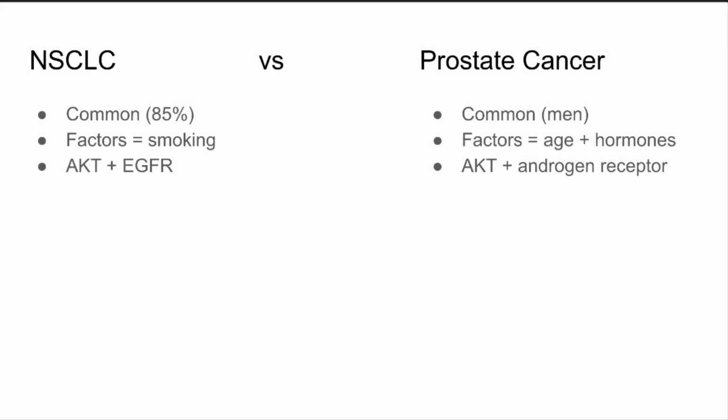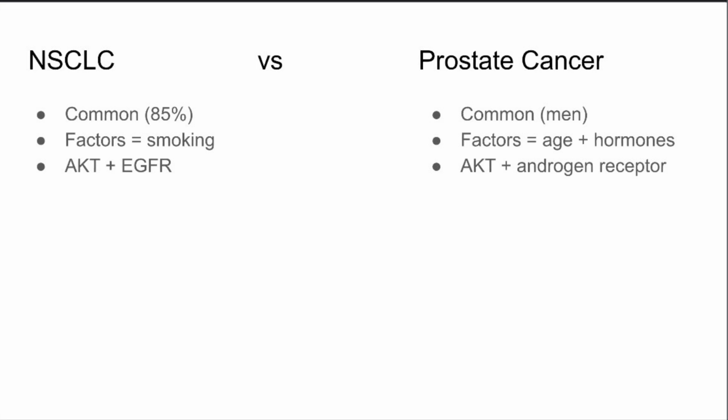Prostate cancer, on the other hand, is common in men worldwide. It arises from abnormal growth in the cells of the prostate gland, and it's associated with age, hormonal factors, and specific genetic mutations. Important pathways here are also AKT signaling and androgen receptor pathways.